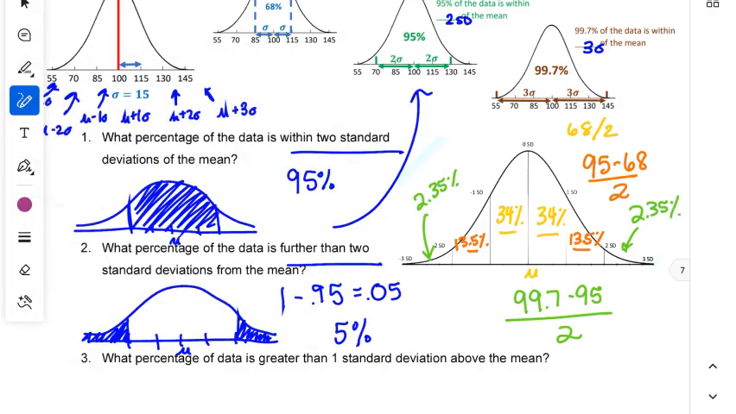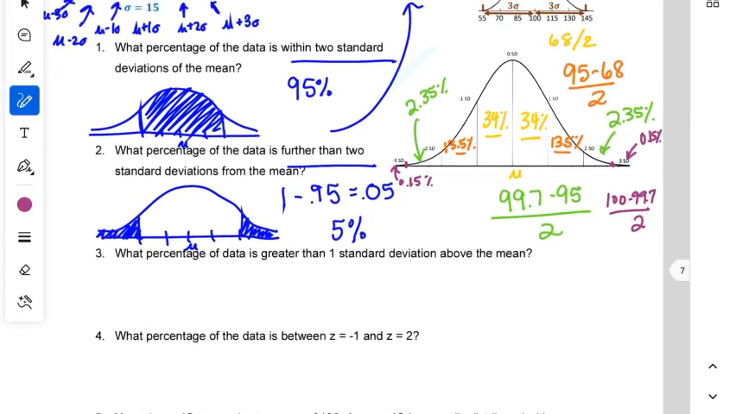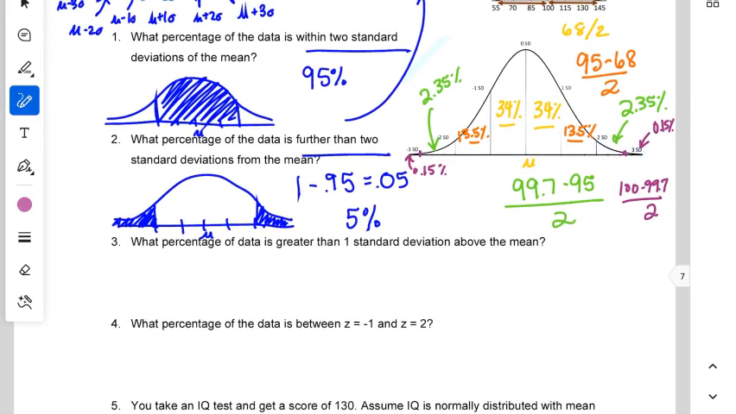Okay. And then our last little bit is 3 standard deviations all the way to the tail. So that would be the 100% minus 99.7 divided by 2. So that comes out to 0.15%. Very, very small. Guess we could put a 0 there. Okay, so now that we have that model filled in, we can answer these other questions.